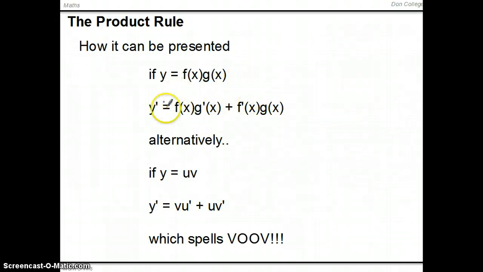Now, there's the thing we've just proved. F of x times g dash of x plus f dash of x times g of x. Another way to write it is like this, and I prefer this really because it just makes everything nicer and cleaner. If we have y equal to uv, then y dash or dy dx, if u and v are functions of x, is vu dash plus uv dash, and I like this because it spells vuv, which is nice and easy to remember.